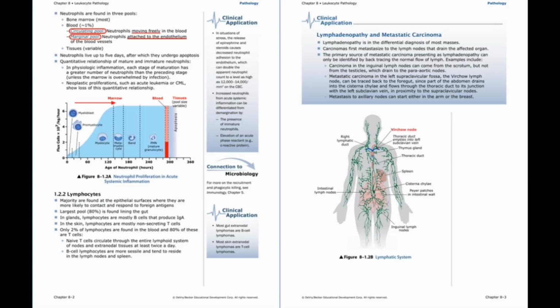Remember that there's a quantitative relationship of mature to immature neutrophils. In any physiologic inflammation, each stage of maturation, so for example from myelocyte to metamyelocyte, has a greater number of neutrophils in the more mature stage, so that physiologic inflammation would always have more bands than myelocytes. This is going to be important when we come to our neoplasms like CML, where we'll often see loss of this normal relationship, and there might, for example, be more myelocytes than metamyelocytes. And this will give us our characteristic "myelocyte bulge" of CML.